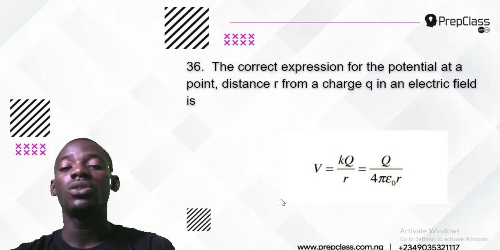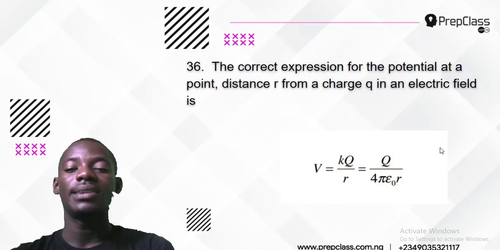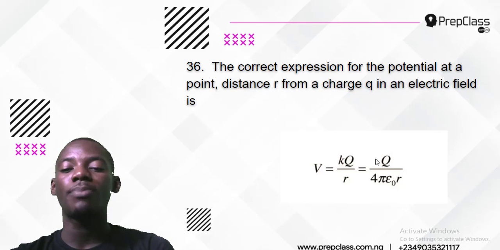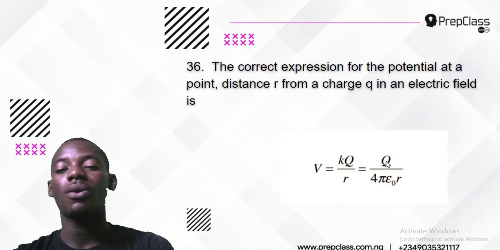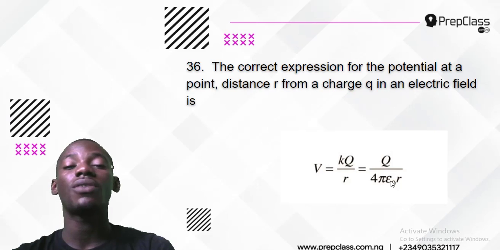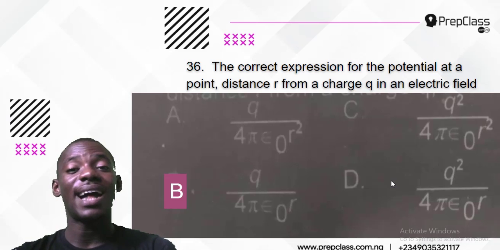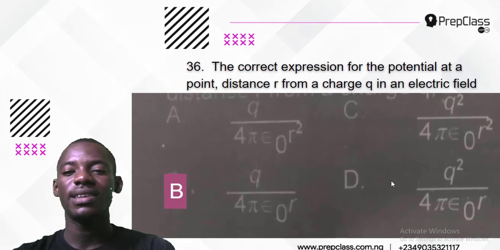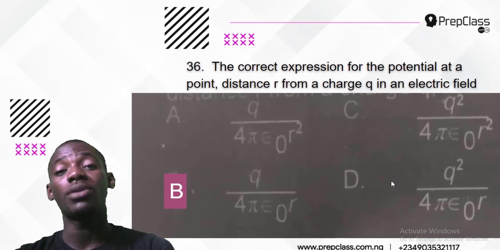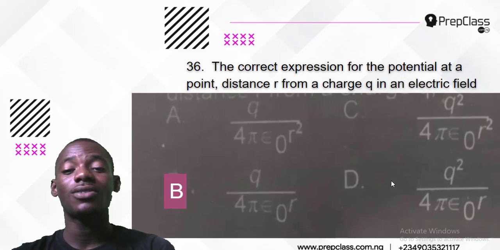This is from V equals KQ over R, but this K is the electric field constant, and that is 1 over 4 pi E naught, and that is what I have here. The 1 over brought the 4 pi E naught down, and that will become Q over 4 pi E naught R, and that is the answer to that question. That is just the formula for electric field potential, and that is what we were asked.